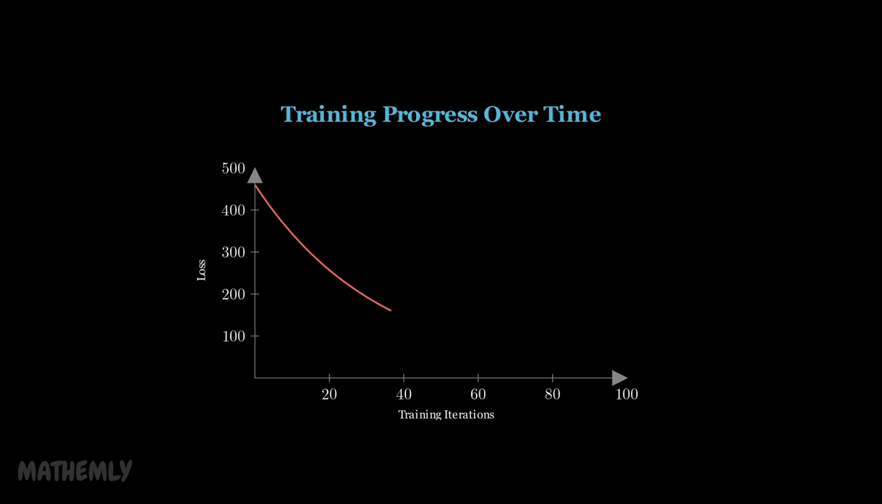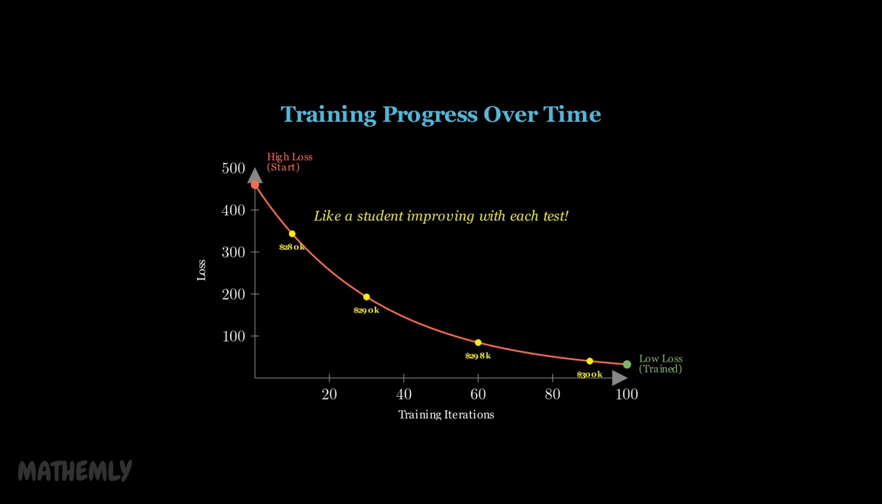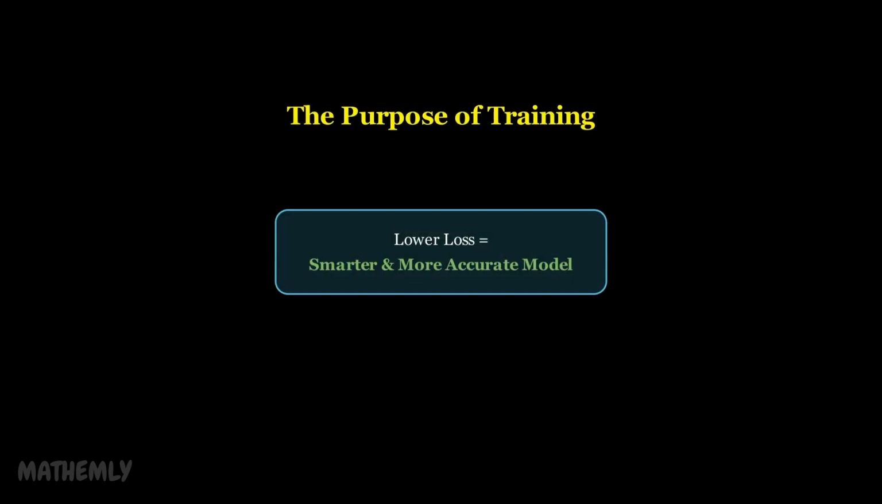This process happens thousands of times during training, each time pushing the network's predictions a little closer to reality. Over time, the loss curve, which starts high, steadily drops as the model improves, just like a student studying and performing better with every test. So, reducing the loss isn't just a side effect, it's the entire purpose of training a neural network. The lower the loss, the smarter and more accurate the model becomes.